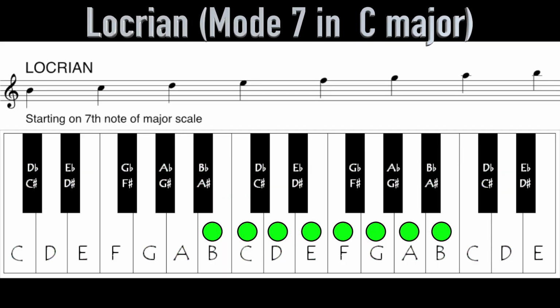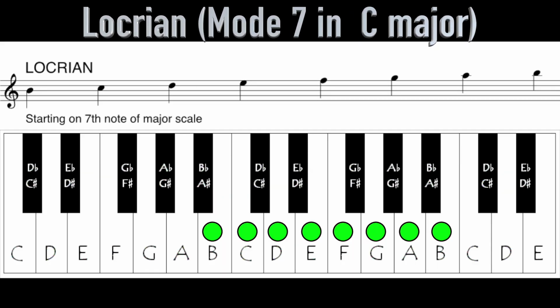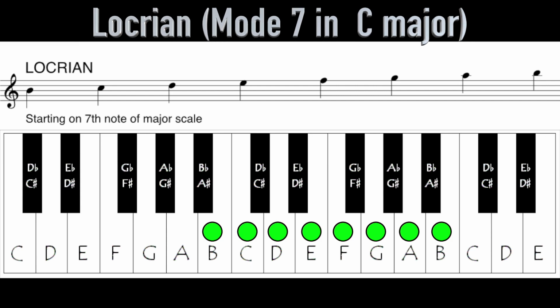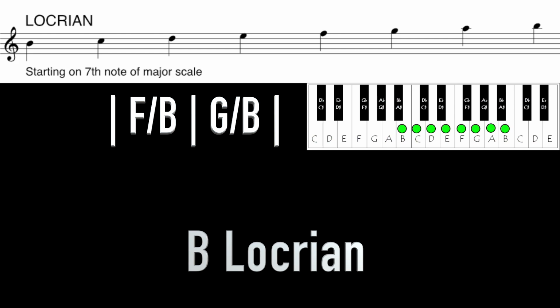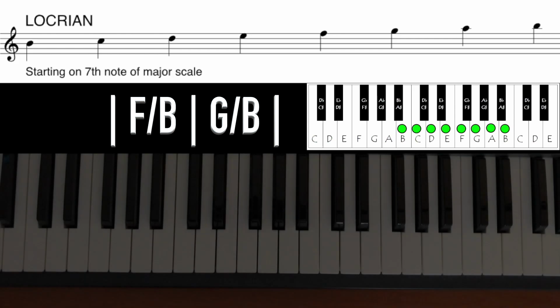Locrian scale is the seventh mode of the major scale. It is the darkest scale. You can use this scale over minor 7 flat 5 chords. In this example, I used F major over B and G major over B.